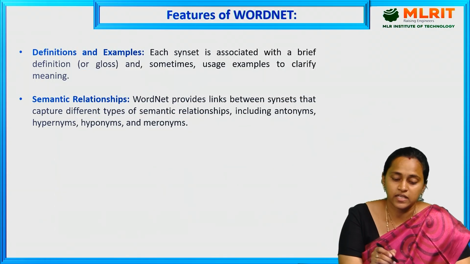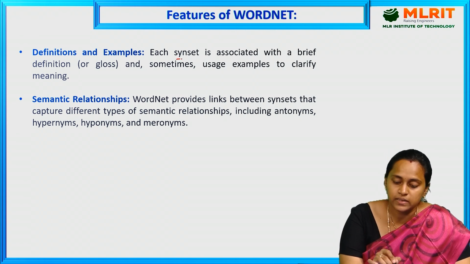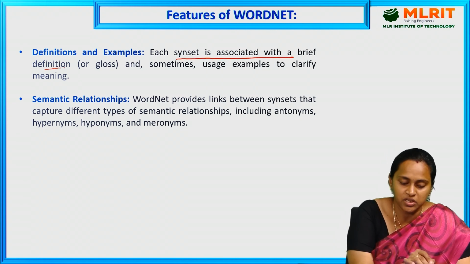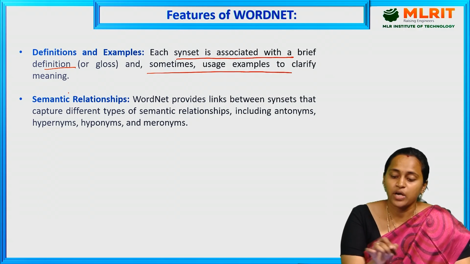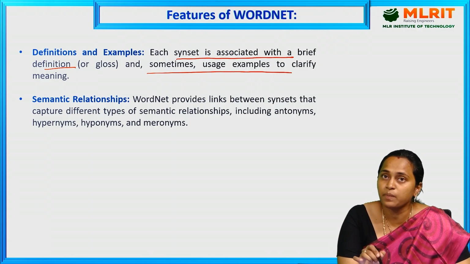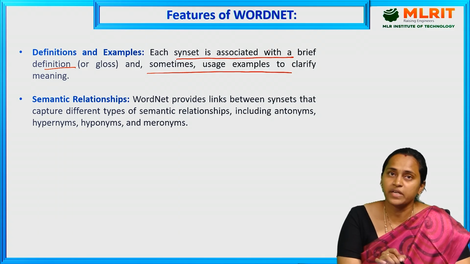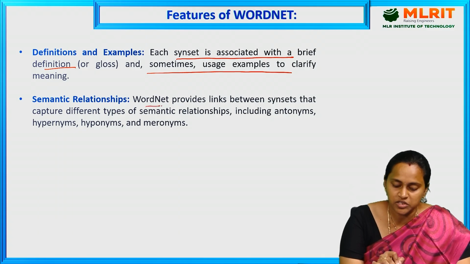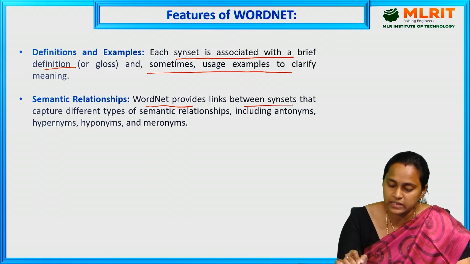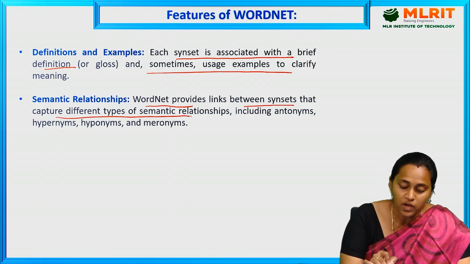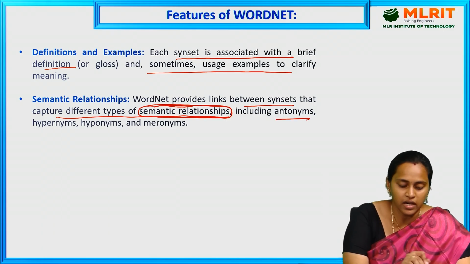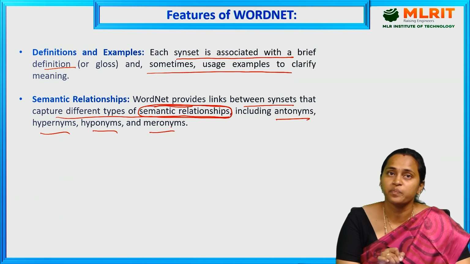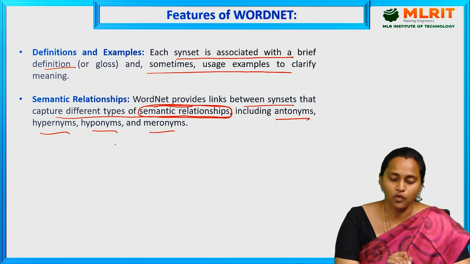Let's see the example of synset. Here synset is associated with a brief definition and sometimes examples to clarify the meaning. Whenever we are using synset, we have to clarify the particular word or example. WordNet provides the links between synsets that capture the different types of semantic relationships. That means by using synset, we find the semantic relations between antonyms, hypernyms, hyponyms and meronyms. This is the main feature of the WordNet.